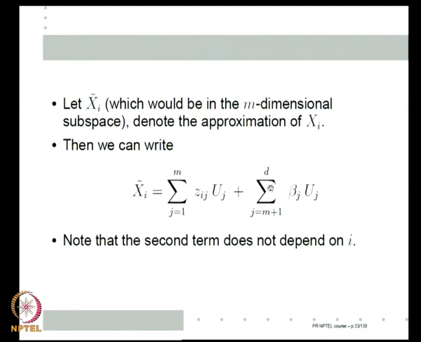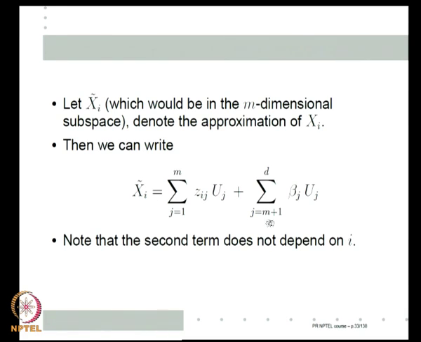So, because this is a constant and whatever is in the m dimensional subspace can easily be accounted for by zij, the part of the constant which is not in the m dimensional subspace is what we have to worry about. So, that we will write as sum over j is equal to m plus 1 to d of beta j uj. Right. Now, you can see that this expression is independent of i, right. This term does not depend on the index i. So, this is a constant for all xi. It is simply some constant vector which is in the orthogonal complement of this m dimensional subspace.